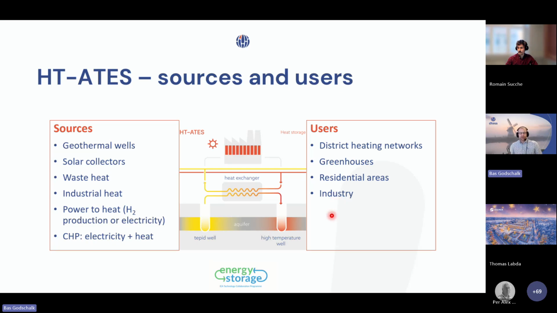So coming back to one of the questions which was asked earlier, this system is really a business case improver between sources and users. On its own, it's not directly a very economically attractive system, but especially in combination with other energy users and sources, it can become very interesting.